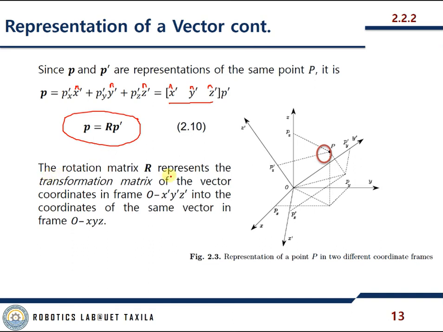So the rotation matrix R represents the transformation matrix of the vector coordinates in frame O x bar y bar z bar into the coordinates of the same vector in the frame O x y z. So if you know the point and you have the rotation matrix, you can calculate this point's position in the other frame as well. So we call this a transformation matrix as well.